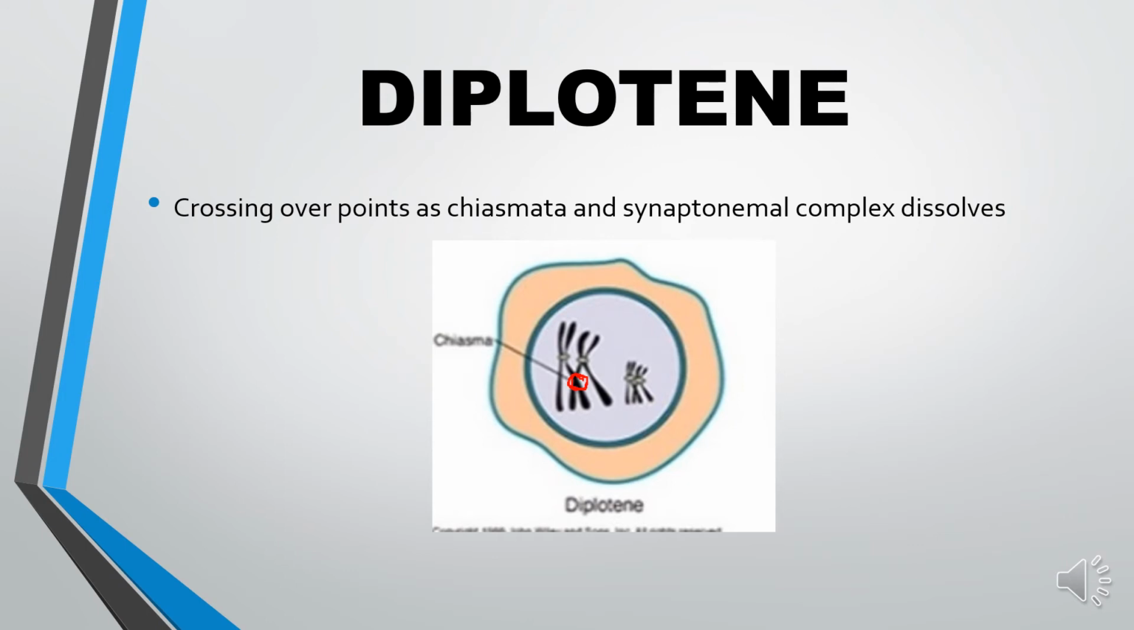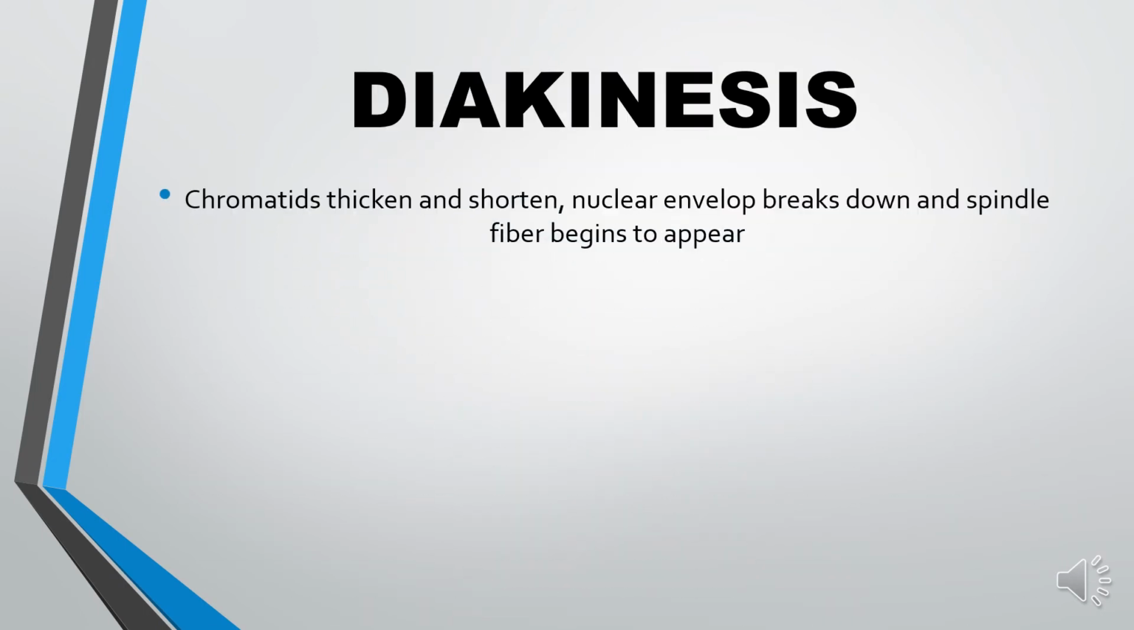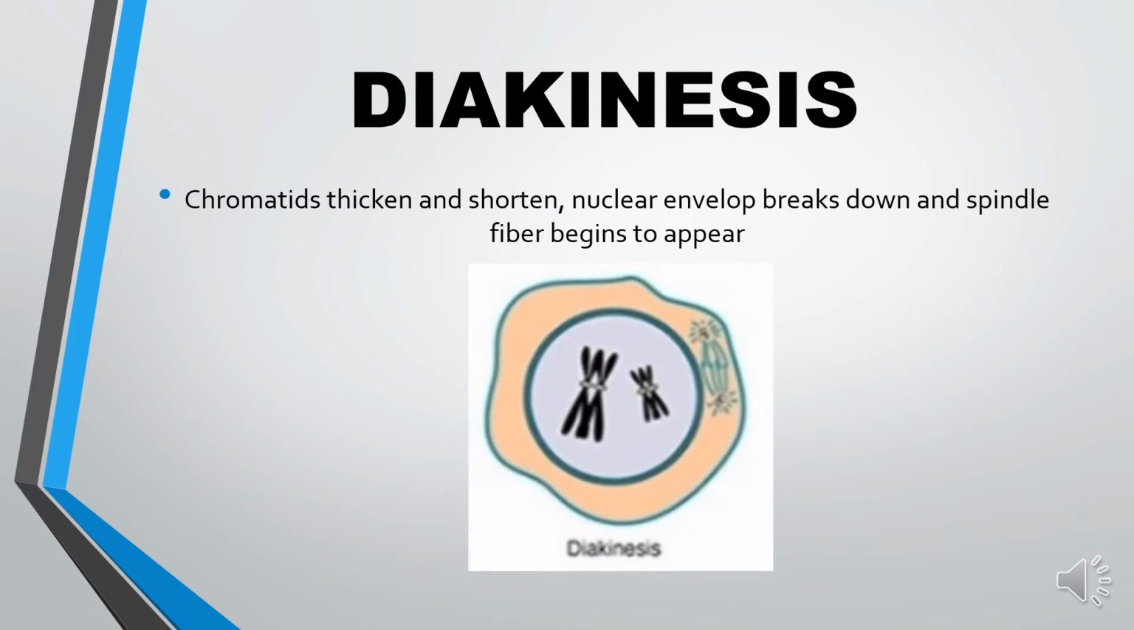Now, let's proceed to the diakinesis. Here, chromatids thicken and shorten, the nuclear envelope breaks down, and spindle fibers begin to appear. It's preparing for metaphase 1. This stage, diakinesis, is preparing for metaphase 1.